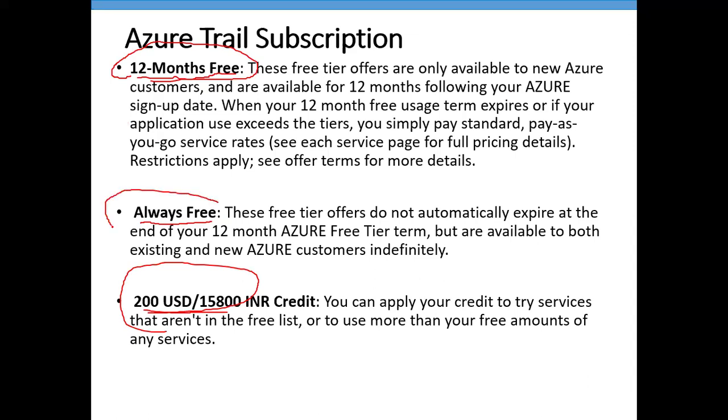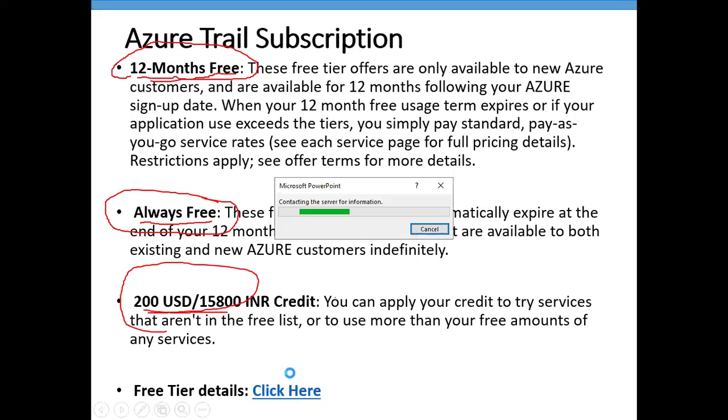And a few of the Azure services are free for lifetime also, even in organizations. And here is the link where we'll get information on which services are under our 12 months free or always free.